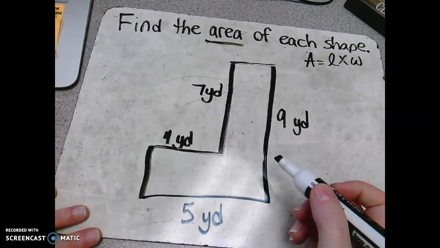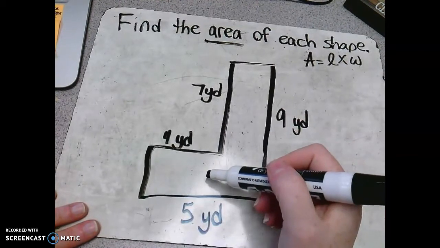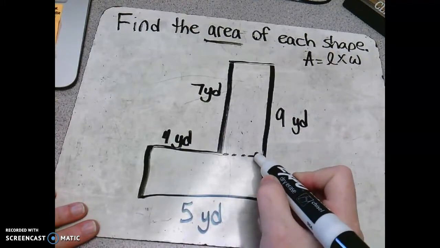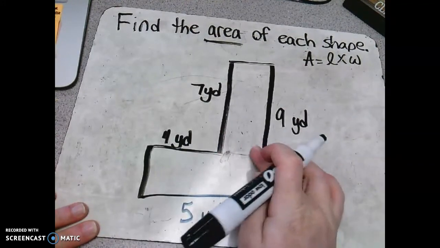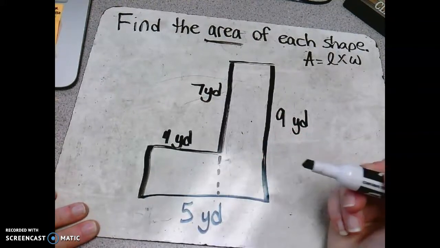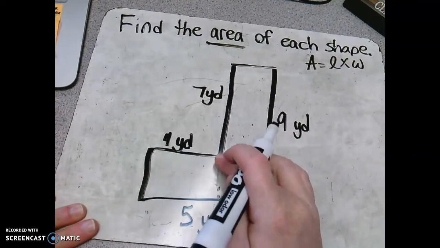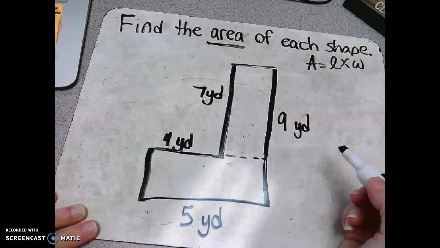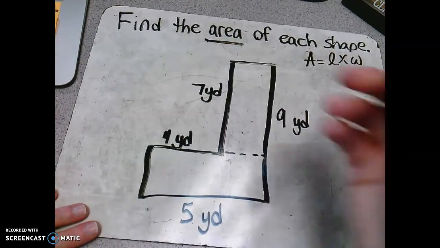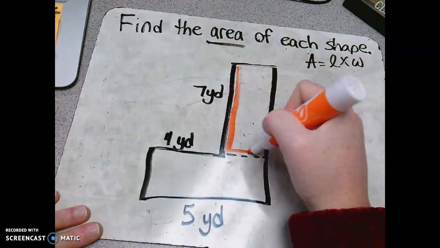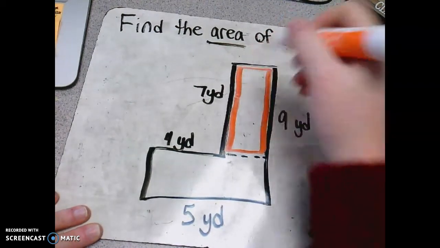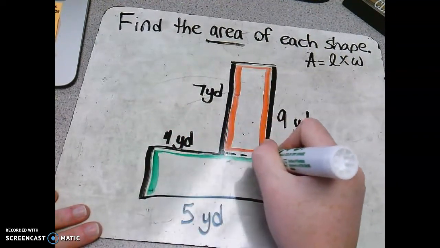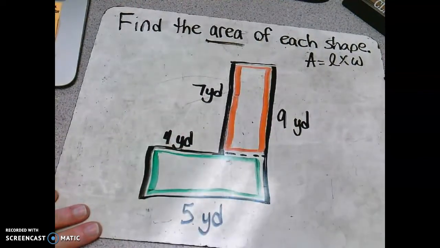We need to split this L into 2 different shapes, 2 different rectangles. You can do that 2 ways. You can either go sideways like this, or you can go down like this, okay? I'm going to go ahead and go sideways, okay? So now I have 2 rectangles. I have this one up here, and I have this one on the bottom. We'll make it green so it's a little easier to notice.